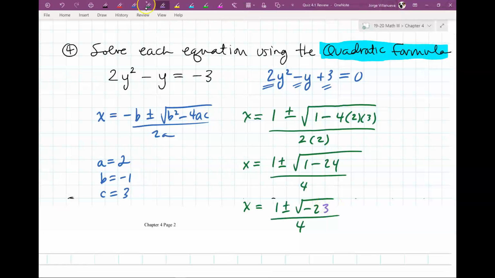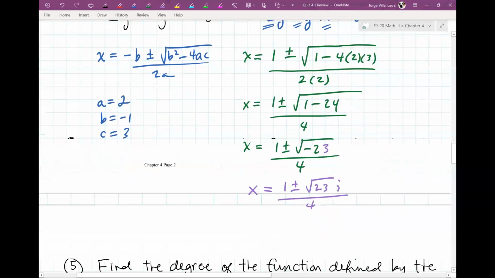So here is your answer for this one. I'm going to change the color here just to let you guys see that this was a mistake at first. All right, so that's what your answer should be: 1 plus or minus radical 23i over 4.